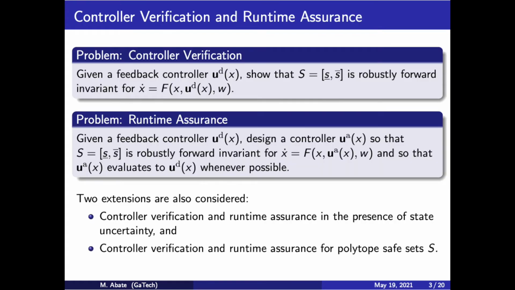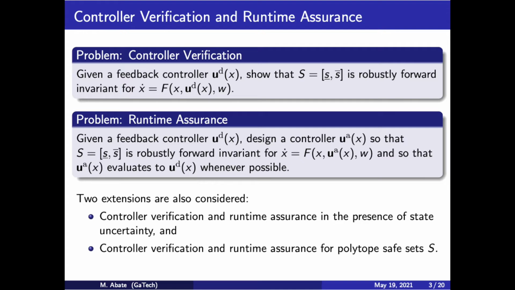Now that we've motivated the work a little bit, I'm going to discuss the two main problems that we go after in this work. The first is the controller verification problem. We're given a desired feedback controller UD and a safe set of states, and the goal is to show that this safe set of states is robustly forward invariant for the closed loop dynamics of the system under the desired control action. We'll assume for the time being that the safe set of states is a hyperrectangle or interval in the state space.